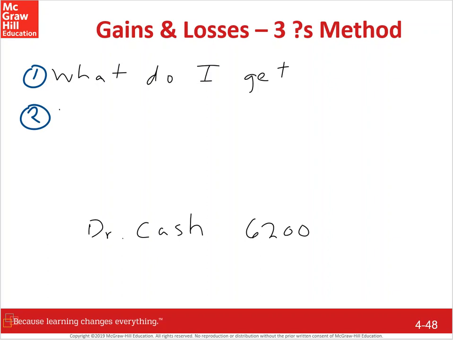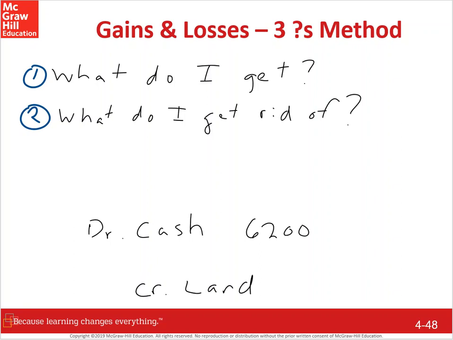What do I get rid of? So what am I getting rid of? Well, that's the land, right? We're selling off the land. So I'm going to credit land. How much? Well, the land was $5,500. So we can't credit land for $6,200. There isn't $6,200 of land. So we get rid of the land.